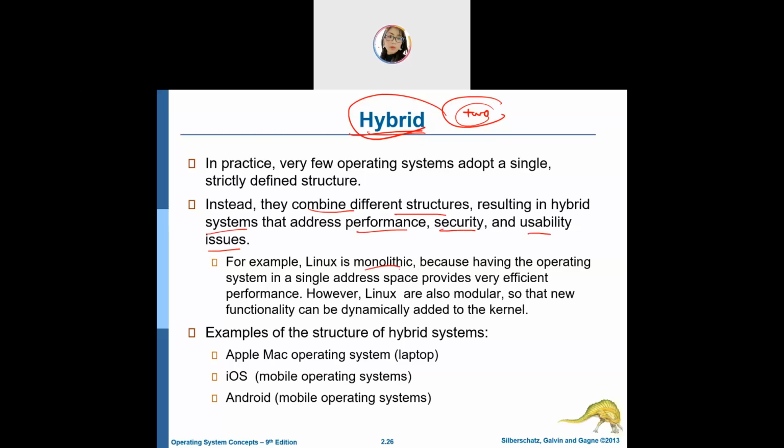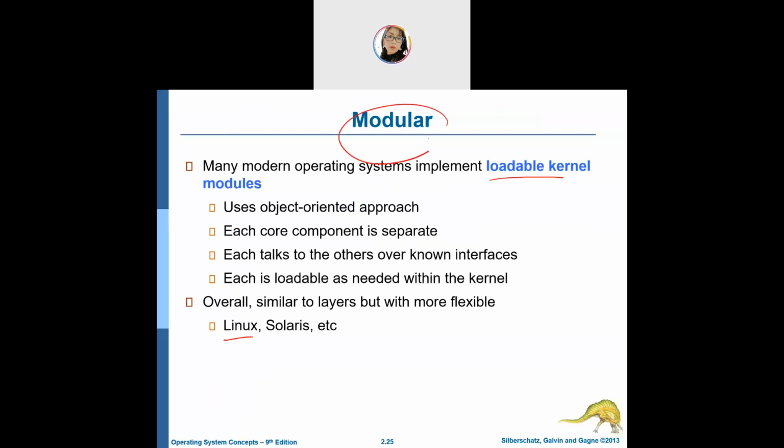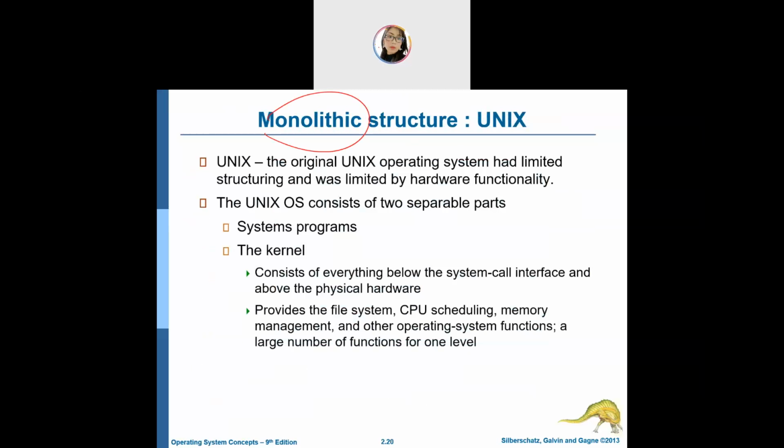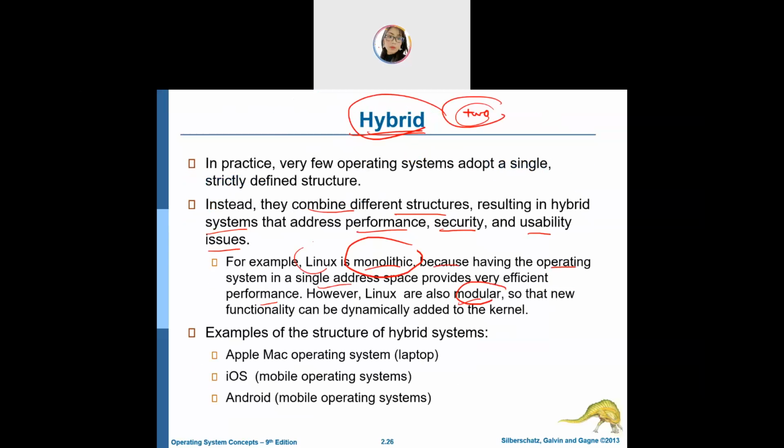An example is Linux, which is monolithic, because having the operating system in a single address space provides very high performance. Although it's quite efficient in performance, Linux is also modular. You can see it can be monolithic, and it can also be modular, which is a combination of modular and the first one, monolithic. So Linux can be two things. It can also function as a hybrid. Examples of hybrid systems are Apple's Mac operating system, iOS also, and the Android mobile operating system. These are the hybrid systems that are available.